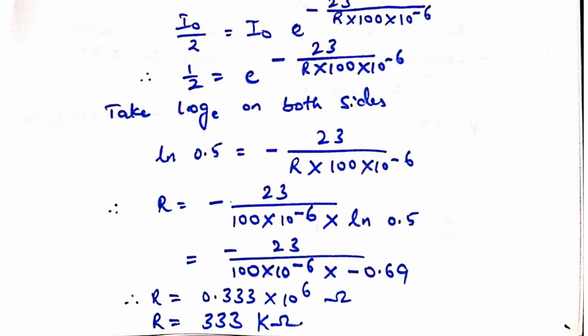Okay, so this is the problem on discharging of the capacitor. Current will become half of the maximum at 23 seconds. That is the information given. According to that, you can calculate the value of resistance.